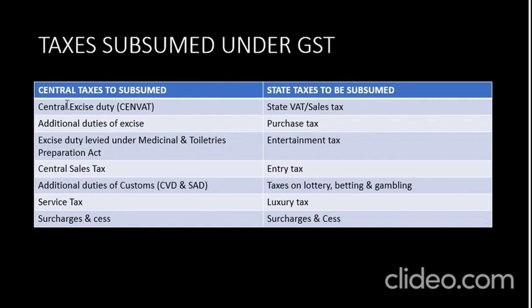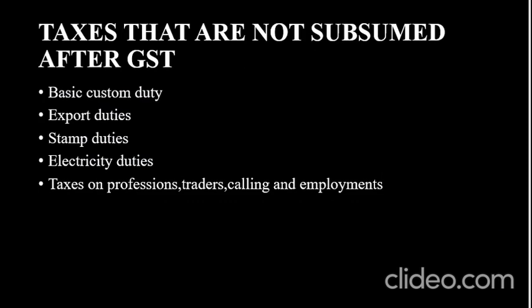Under central taxes to be subsumed, central excise duty is replaced by GST, along with additional duties of excise levied under the Medicinal and Toiletry Preparation Act, the Central Sales Tax Act, additional duties of customs, service tax, and surcharges. When it comes to state taxes to be subsumed, state VAT, sales tax, purchase tax, entertainment tax, entry tax, taxes on lottery, betting and gambling, luxury tax, and surcharges and cesses are replaced. Next, taxes that are not subsumed after GST.